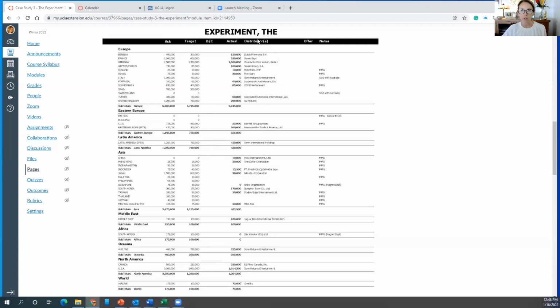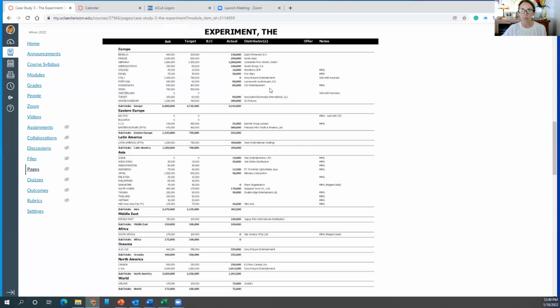Now here is what we're going to look at when it comes to the time that we're doing pre-sales. Pre-sales are done based on the script, the director and the cast of a project. The distributor reads the script, looks at who's in it and who's directing, and then they are willing to pre-buy a distribution license for their territory for this movie. So in this case, we pre-sold Benelux for $150,000. We pre-sold France for $250,000. We pre-sold Germany for $1.3 million, and so forth.